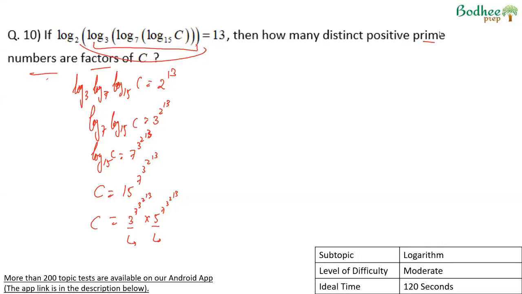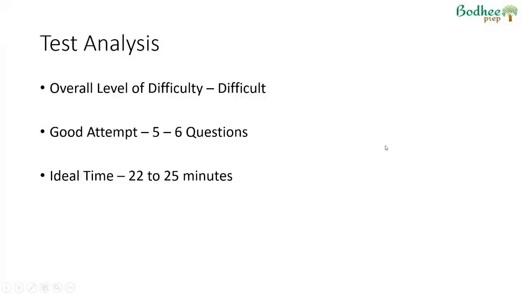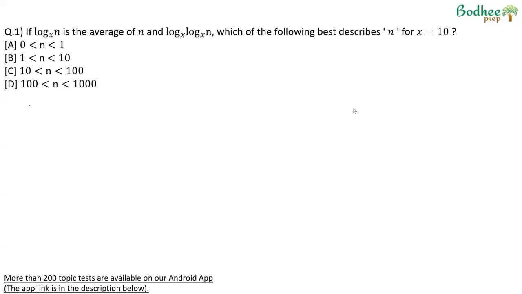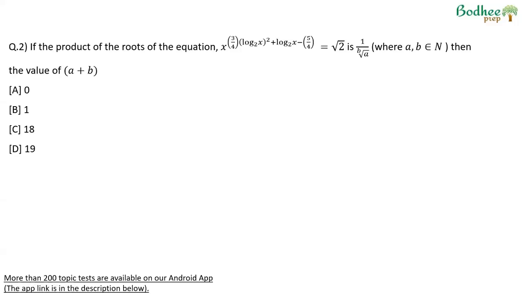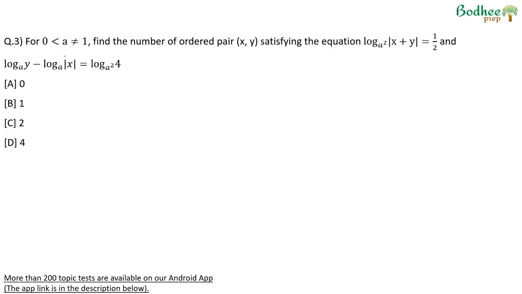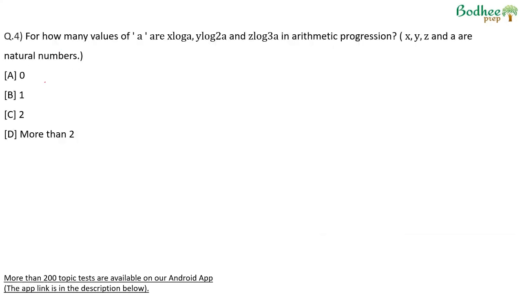If we look at the overall test, probably a difficult test overall, 5 to 6 questions net attempt. A correct will give us a 95 percentile in about 25 minutes time. The questions that I would choose would be 3, 5, 6, 8, 9, 10. Which are these? Not doing this one in the exam. Similarly, this had a lot of arrangement to be done. Would have done this question. It was easier as compared to the first two.